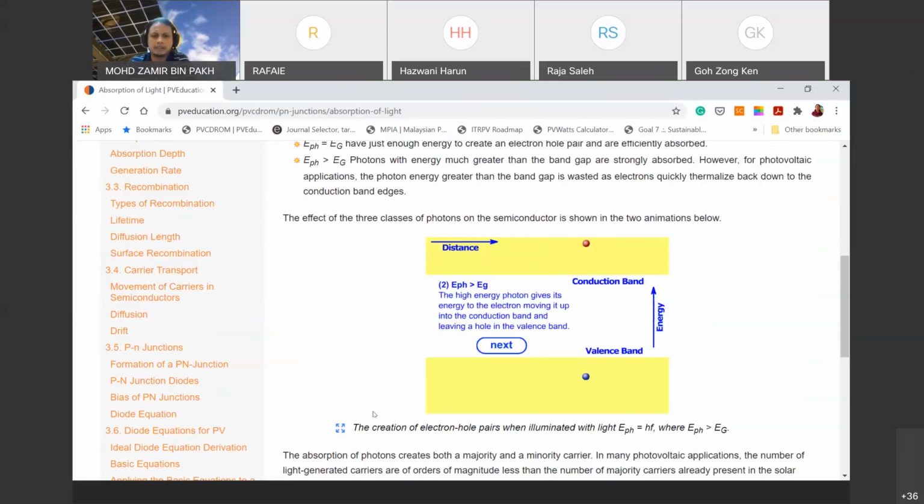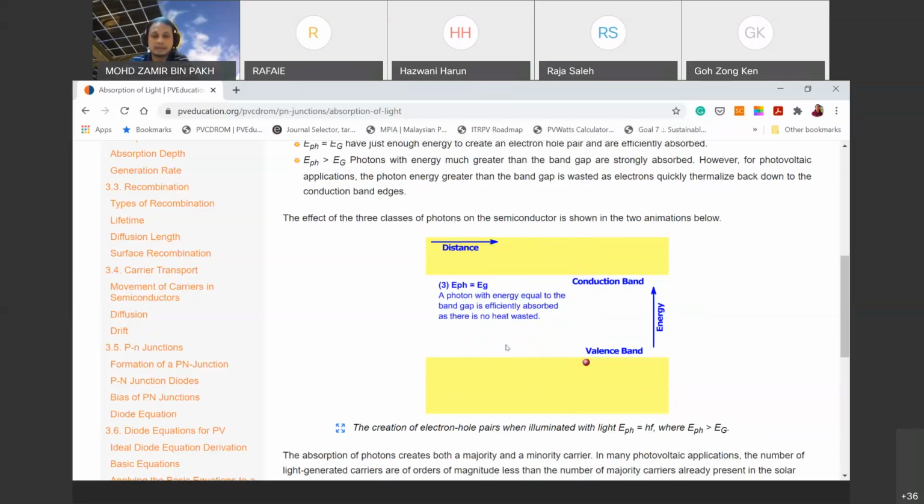E_ph more than E_g. All right, so this one is case number three already. E_ph more than E_g. The high energy photon gives its energy to the electron, exciting it into the conduction band, but further up, not only up to the band edge, but further up into the conduction band, and leaving a hole behind in the valence band. So what happens next is thermalization, right? The electron hole pair releases thermal energy and relaxes to the band edges. Excess energy is wasted, right?